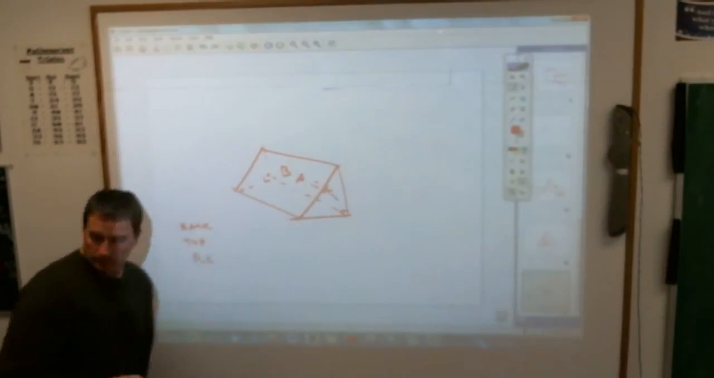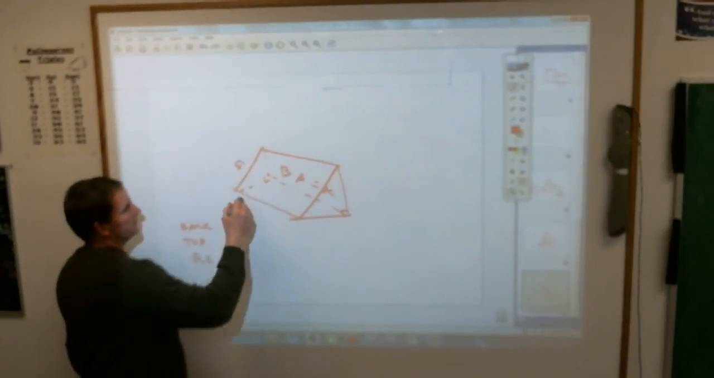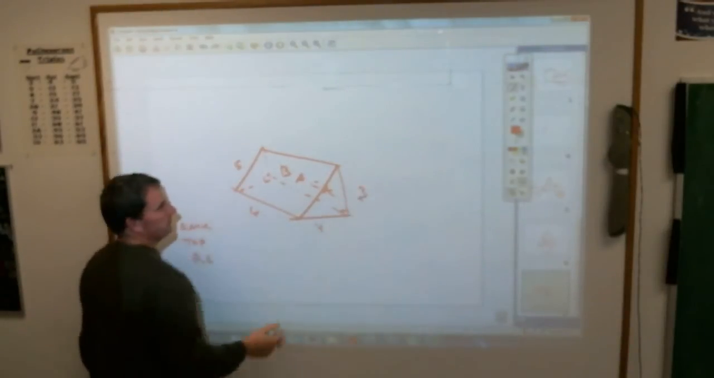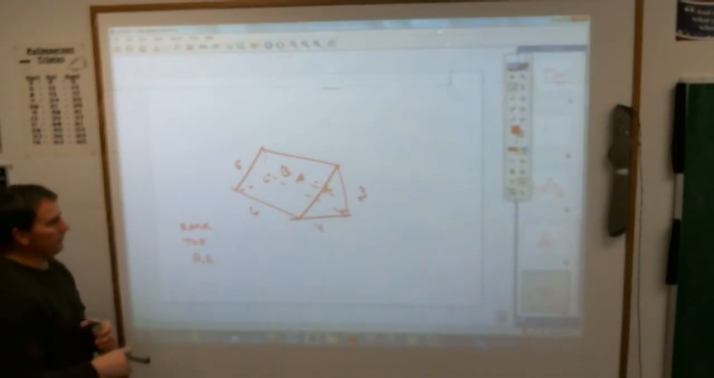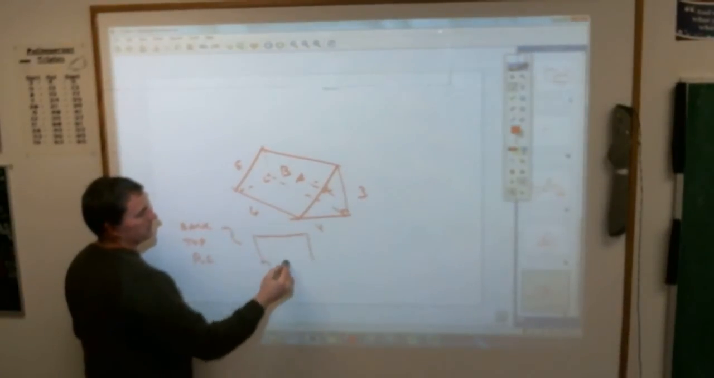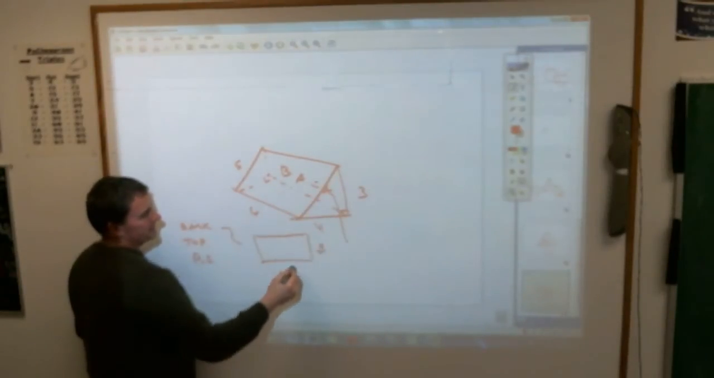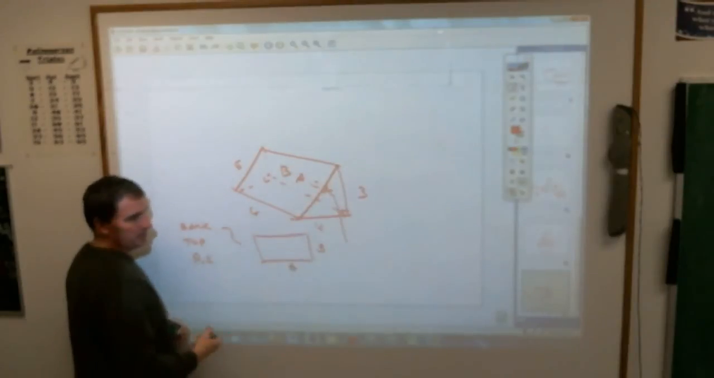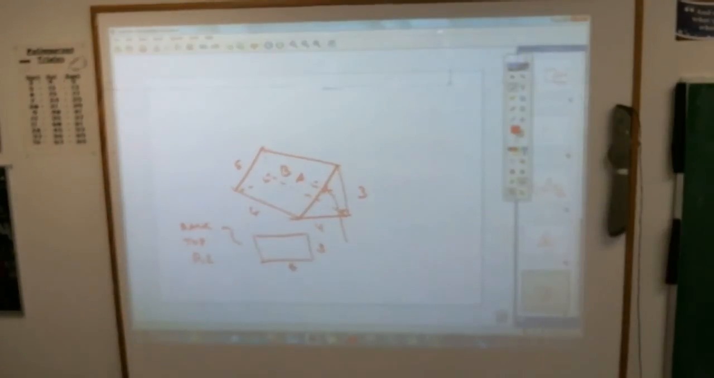Does this have dimensions? It does: 5, 6, 4, and 3. What shape is the back of that triangular prism? Alex? A rectangle. So if I'm sketching the back, it is a rectangle that looks like this. What are the rectangle's dimensions? 3 by 6. You can't see the back, but you know it's there, and you know what it looks like because it is a rectangular prism.